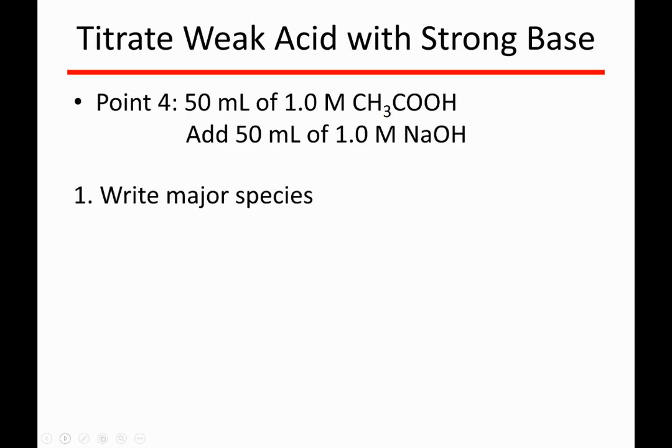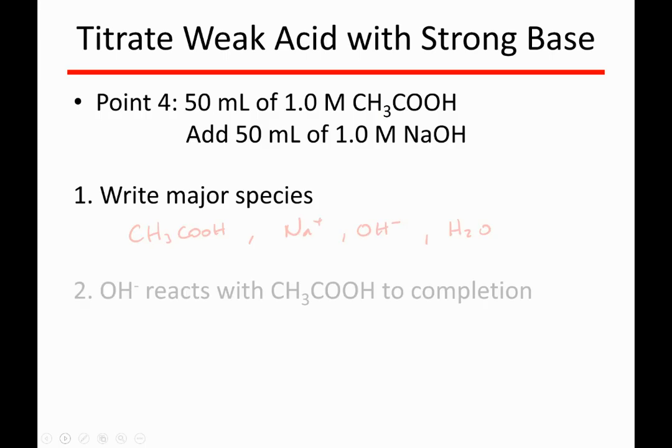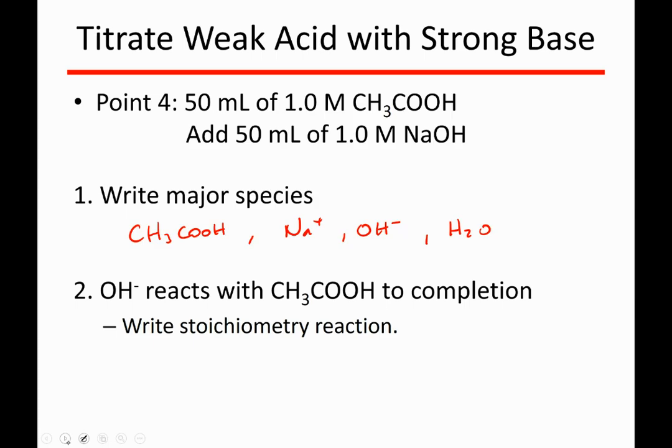To find the pH at this point in the titration curve, we once again begin by writing the list of major species. This is the same list of major species that we had in the last two videos. And once again, the hydroxide ion is going to react with the acetic acid to completion. So this is again a stoichiometry problem. We have to write the stoichiometry reaction and go through the limiting reactant problem by doing the before and after table. I'm going to set that up on the next slide, and when we get to the next slide, that'll already be prepared for you.